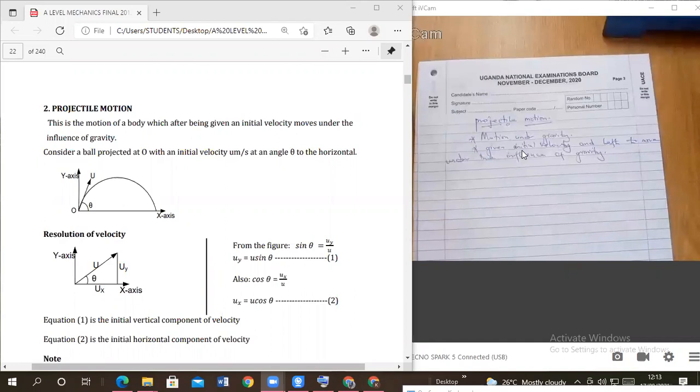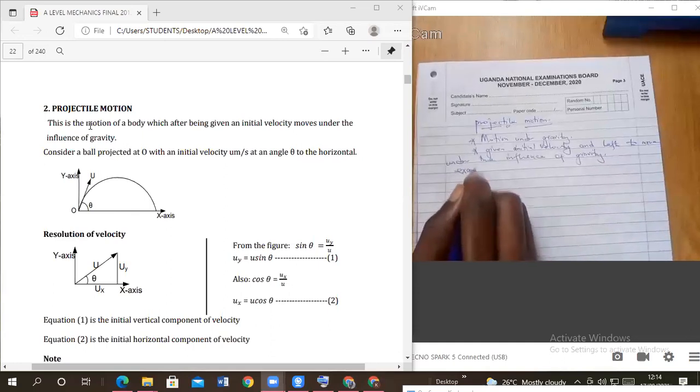Members, are we together? Yes. So we said projectile motion is the motion of a body which, after being given initial velocity, moves under the influence of gravity. That type of motion is what we call projectile motion. What are examples of projectile motion in real life, members?